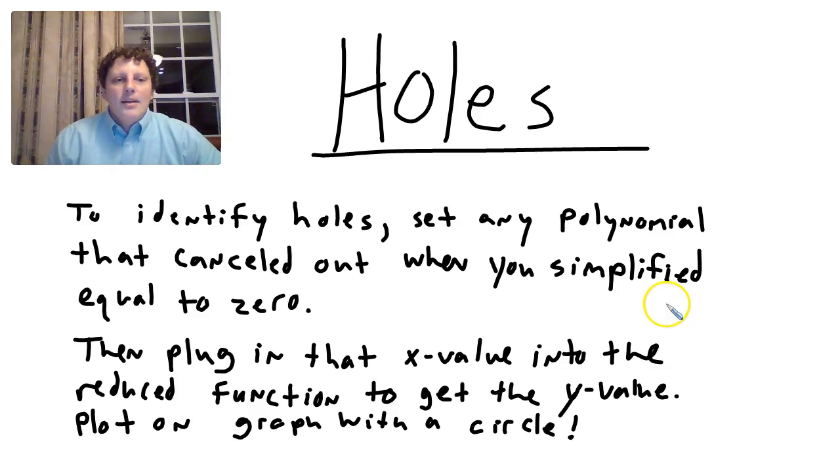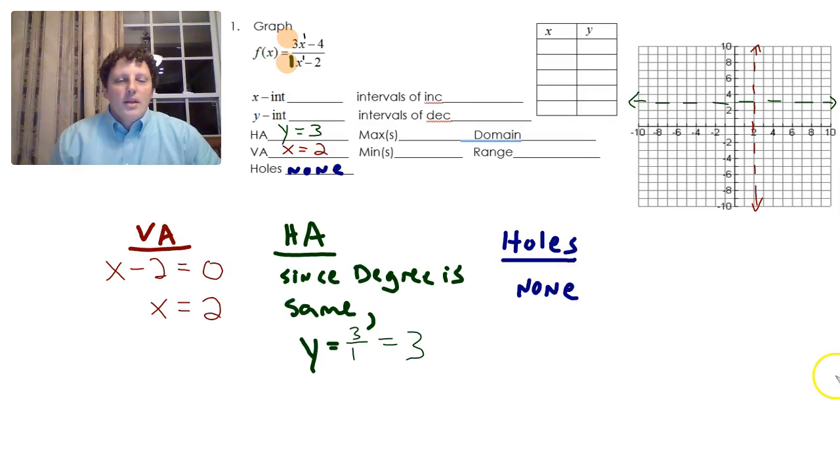When we are simplifying at the very beginning of this process, we factor the top and the bottom, the numerator and the denominator, and any of those factors that cancel out that have a variable in them, we're going to set that equal to 0 and solve the equation that we get. And that will give us the x value of the hole. And once we get that x value, we plug that x value into that reduced form of the rational function to get the y value. And now we've got an xy pair, and we plot it on the graph with a circle. Pretty easy, right? So here's holes.